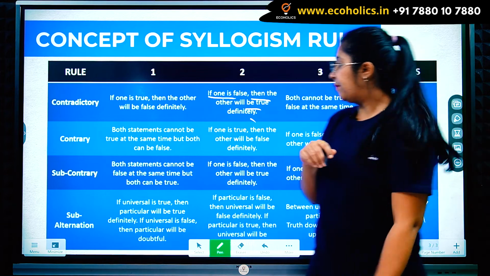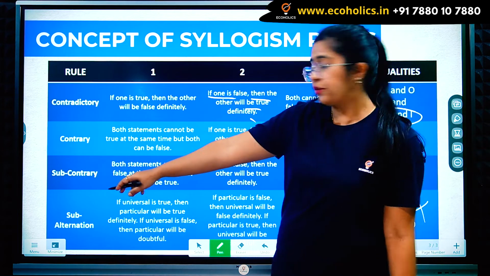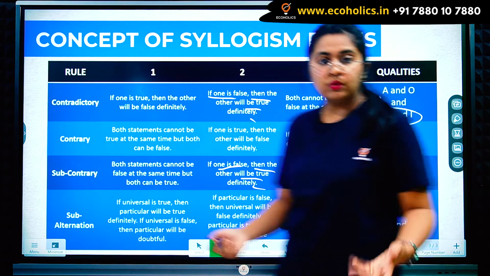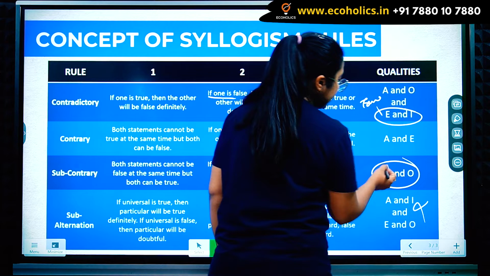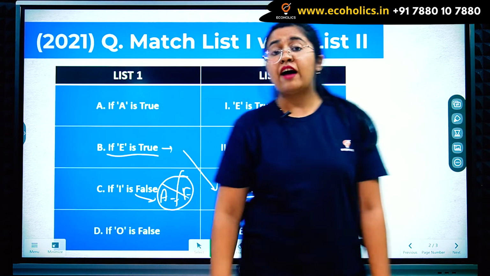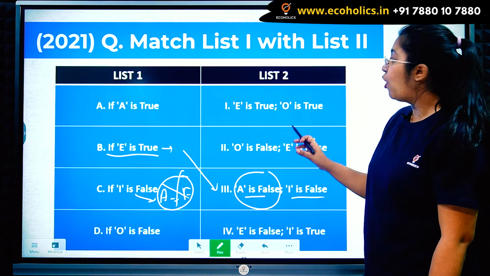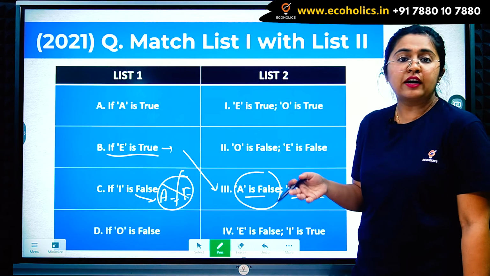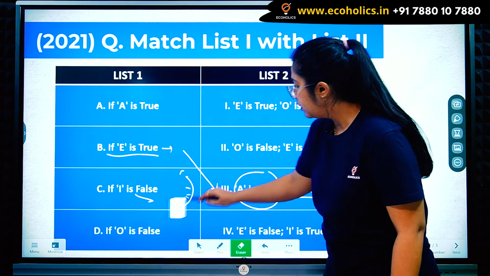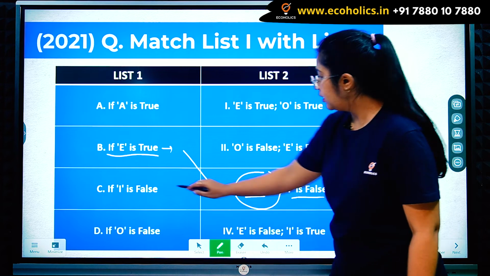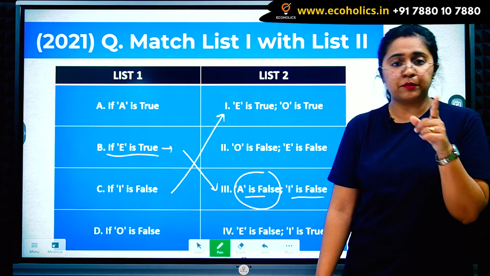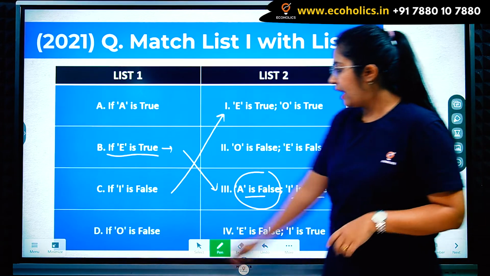Okay, then the next one, subcontrary. If one is false, then the other will definitely be true again. So if I is false, then O has to definitely be true. So E and O have to be true. And in which of the lists do we have E and O both true? In this one. So we can definitely say that C can match with the first item on the list. And lastly, we have D.